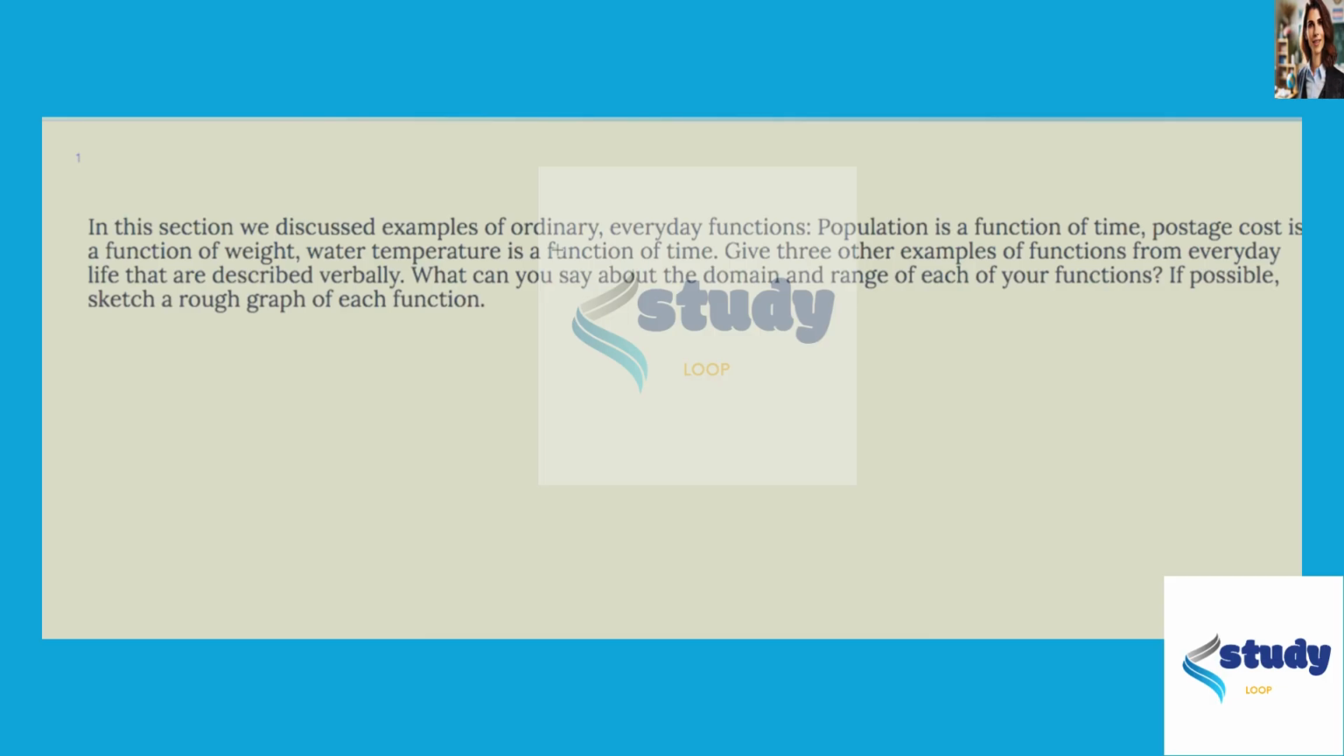Give 3 examples of functions from everyday life that are described verbally, and what can you say about their domain and range, and sketch a rough graph if possible. Okay, so I had to cook up 3 examples on my own, and one of them is going to include emptying a bathtub. So for number 1 here, emptying a bathtub is going to be a function of height over time. So height of the water as a function of time.